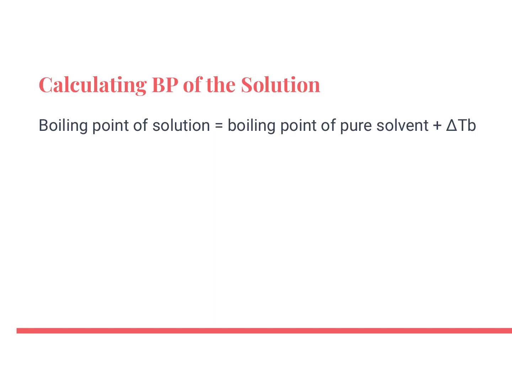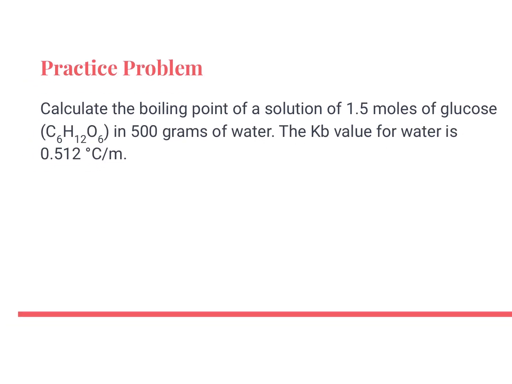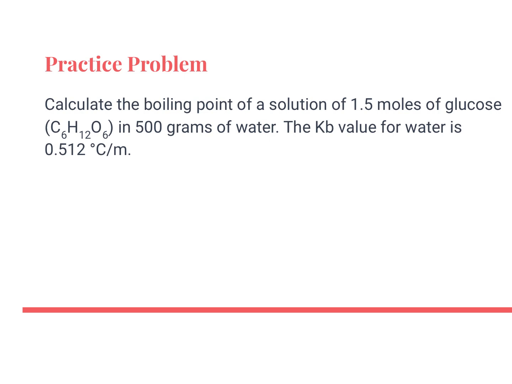Most of the time, our pure solvent is going to be water. What's the boiling point of water in degrees Celsius? Okay. So most of the time it's water. Water boils at 100. So you just take 100 plus whatever that boiling point elevation is, and that'll give you the new boiling point. Okay, we're going to do one practice problem where we calculate the boiling point.